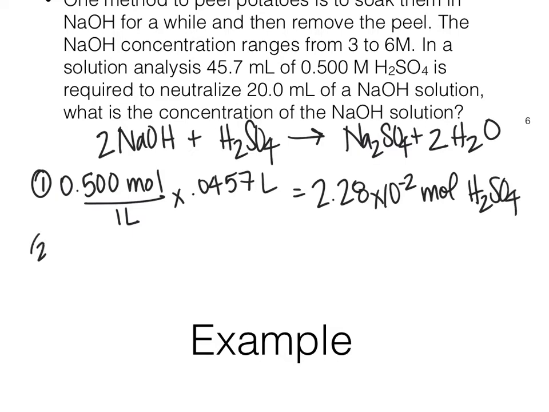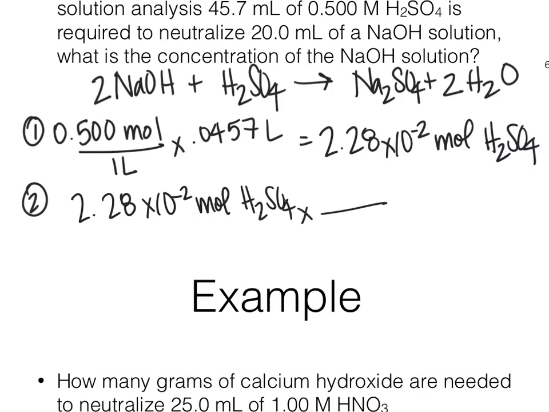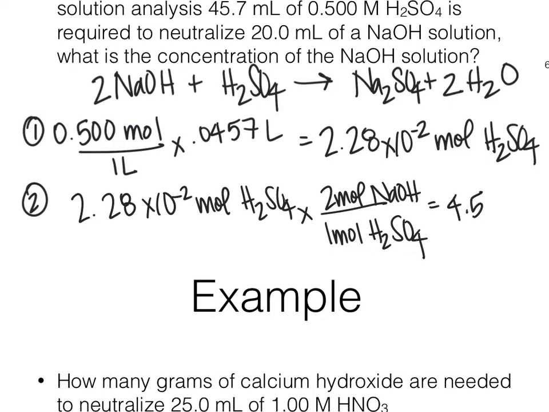Now we're going to use our second plan, which is to convert the moles of sulfuric acid to the moles of sodium hydroxide. So if we have 2.28 times 10 to the negative second moles of H2SO4, the stoichiometric ratio is 1 mole of H2SO4 for every 2 moles of NaOH, which gives us 4.56 times 10 to the negative second moles of NaOH.